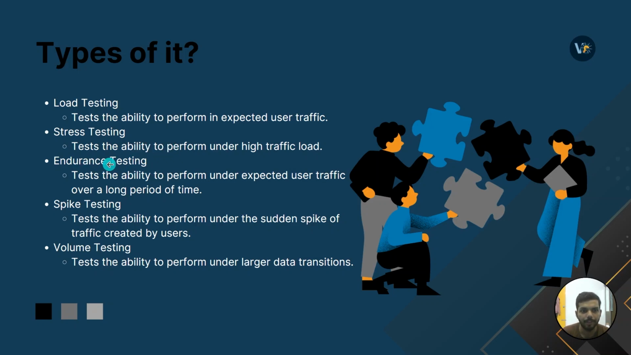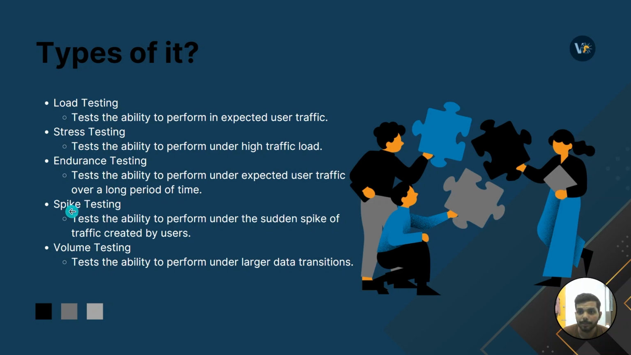Then the third type is endurance testing. We test the traffic according to the active users, but endurance testing is a little bit different. Here we test the ability to perform under expected user traffic over a long period of time. As we increase the number of users over here, we increase the active time per user. It may also happen that your servers or your infrastructure is not good enough to handle the active traffic. This endurance testing does that.